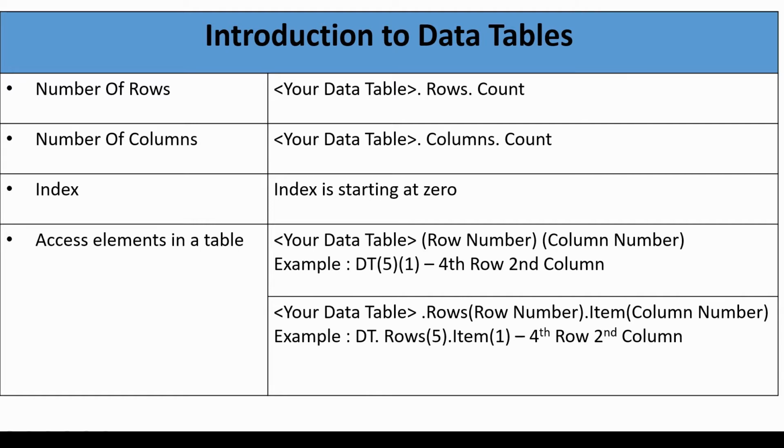To access a particular element, you can use any of the methods which are shown in the table. One method is, you can specify the name of the data table variable, and then specify row and column number inside a bracket. Second method is, specify the data table variable, .Rows, inside bracket, specify the row number, .Item, inside bracket, specify the column number. We are going to explore all the methods and introduction to looping concepts. Let's jump into the session.